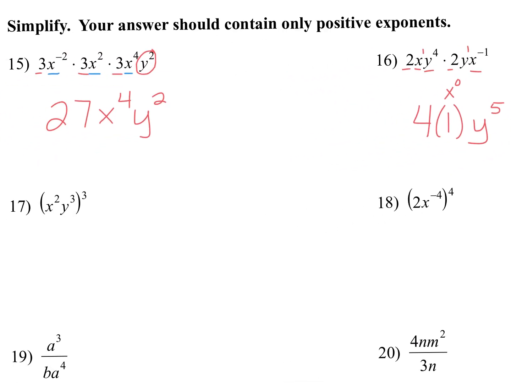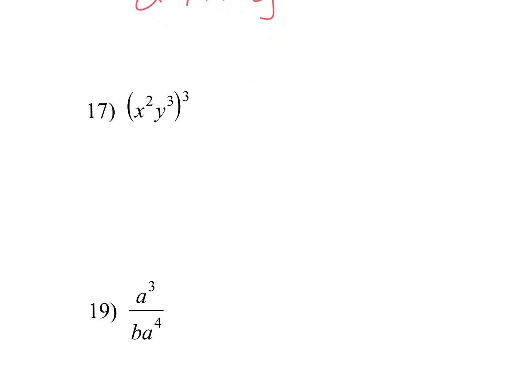All right, let's look at number 17. This time we have a power to a power. So we have our parentheses here, and then we have this power on the outside. What are we going to do with that power? Yep, you're going to distribute it into both of those powers. Okay, so are we adding or are we multiplying? Multiplying. So my new x exponent is 6, y is 9. Yep, and you get that from multiplying. Power to a power, you multiply.